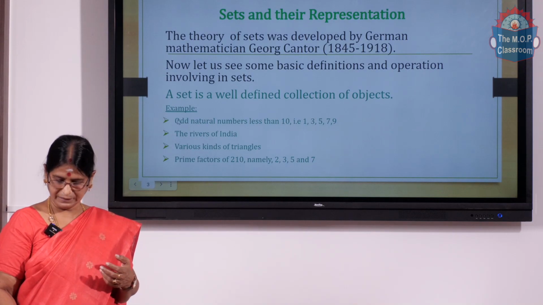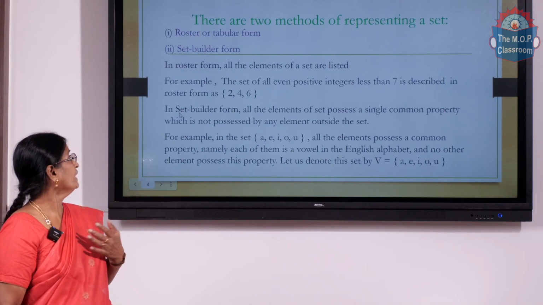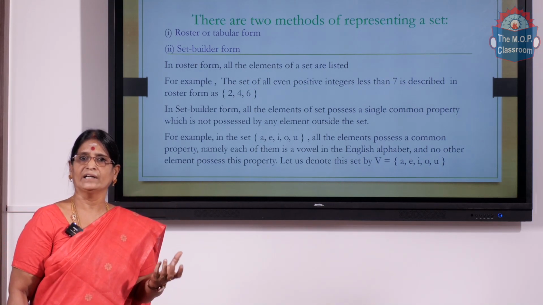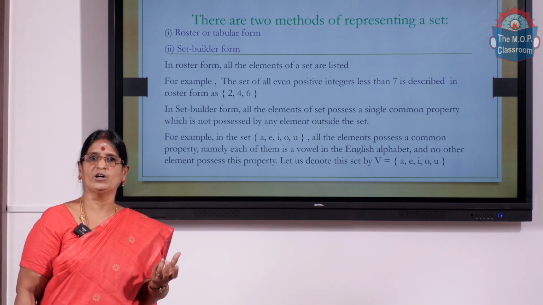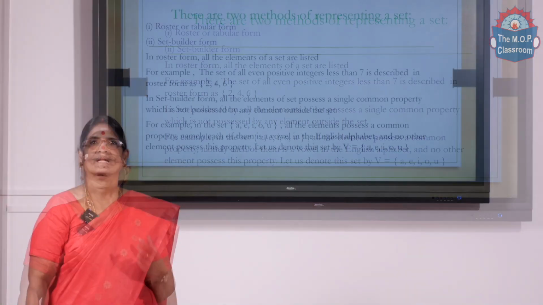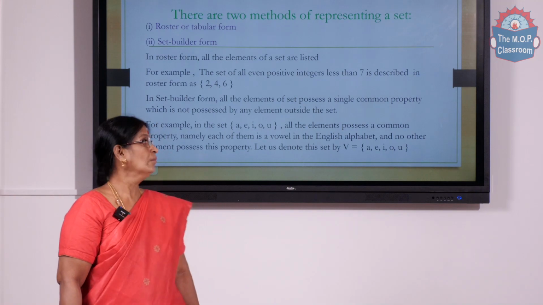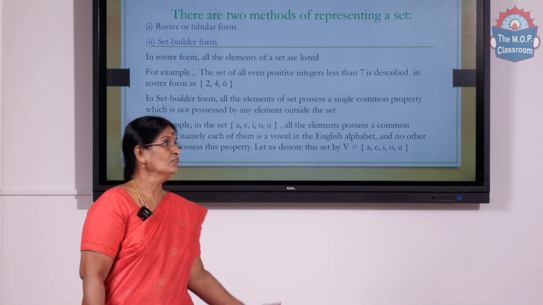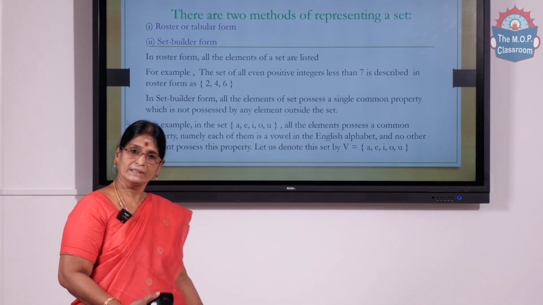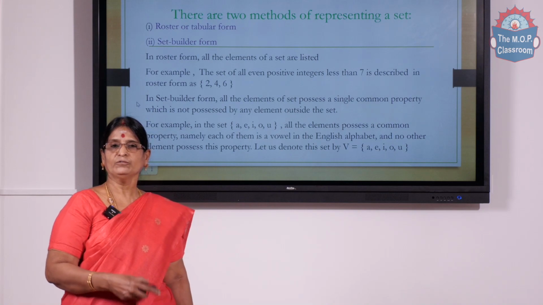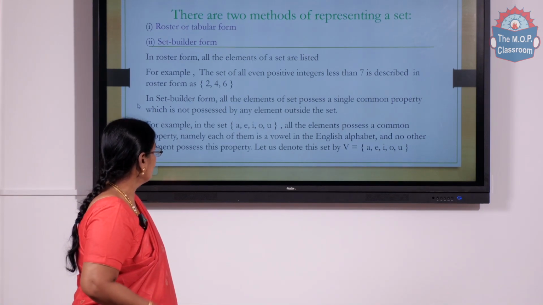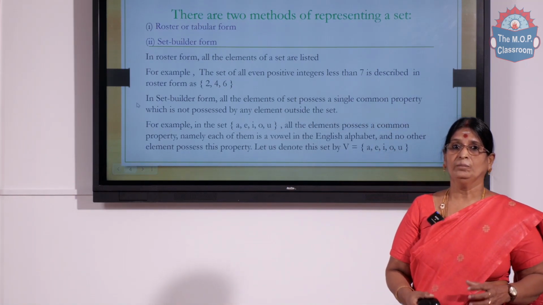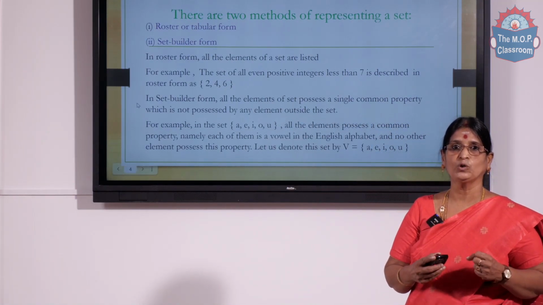The next is, after defining a set, the representation of a set. How are we going to represent a set? There are two methods. One is called roster form, another is called set builder form. In roster form, the set of all even positive integers less than 7 can be described as 2, 4, 6. The same set can be written in set builder form. In the set builder form, all the elements in the set possess a same common property.